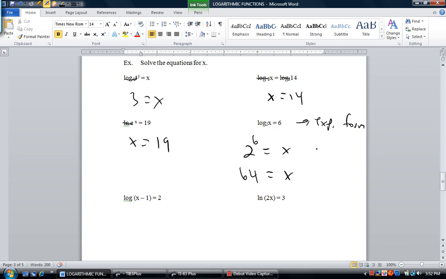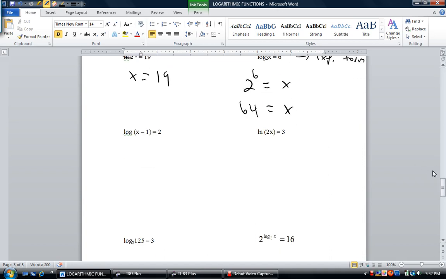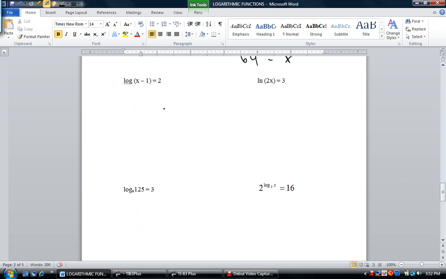And we're done. Now, something to keep in mind, always check your answer. If it's a log of x, you can't take the log of a negative number. So if you were to take the 64 and throw it in for x, later on you'll see that we can do that because it's a positive number. So just be aware. Oh, we got a few more examples.